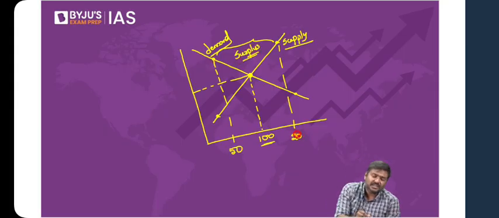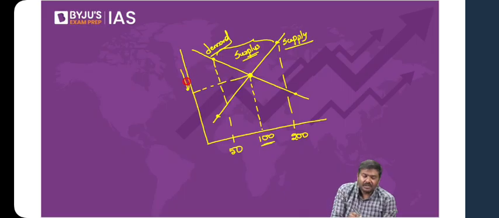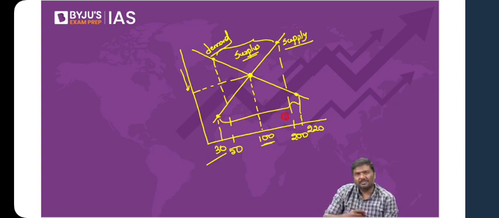And there could be another situation where the demand is for 220 units, but the supply is only for 30 units, which means there is a shortage situation in the market. Whenever there's a shortage, the market prices will automatically start increasing in the economy. And this is basically the idea of market equilibrium.